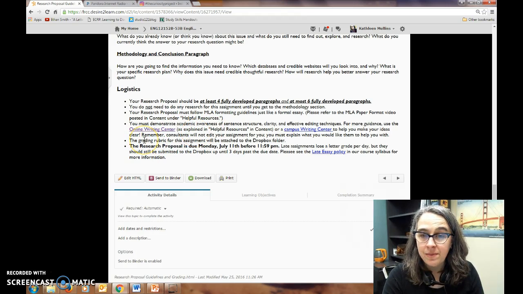The grading rubric is already actually in the D2L Dropbox folder for this assignment if you go to Dropbox and click on that folder for the research proposal. You'll be able to see the grading rubric, and the deadline is Monday, July 11th, just before midnight.